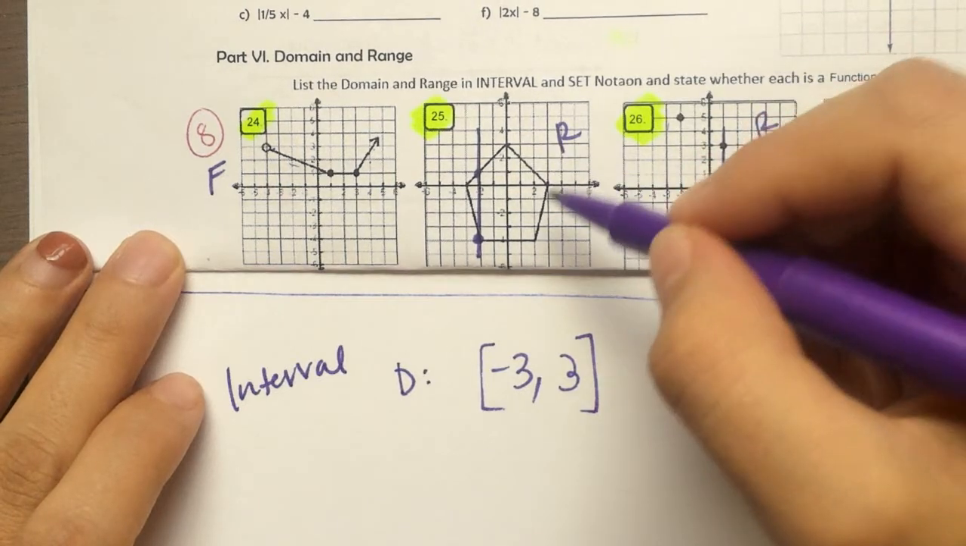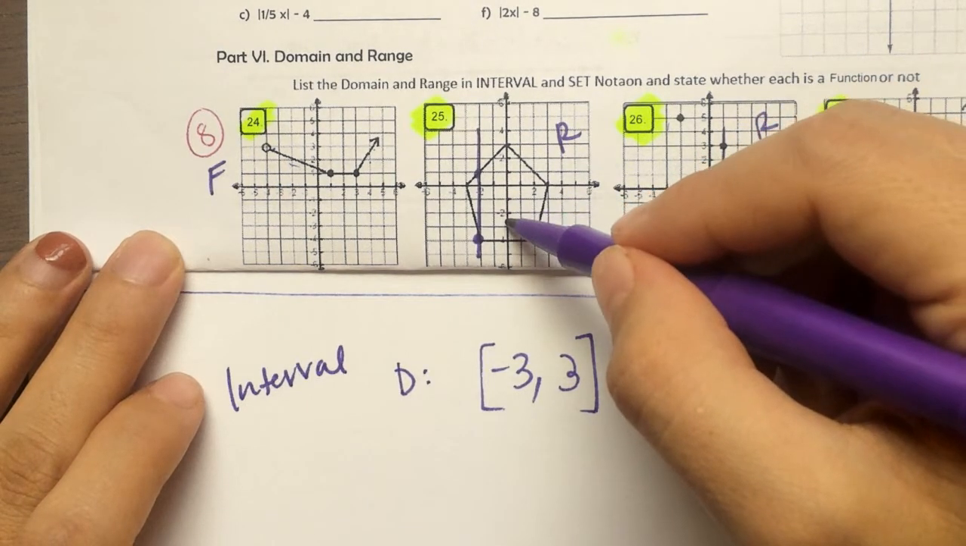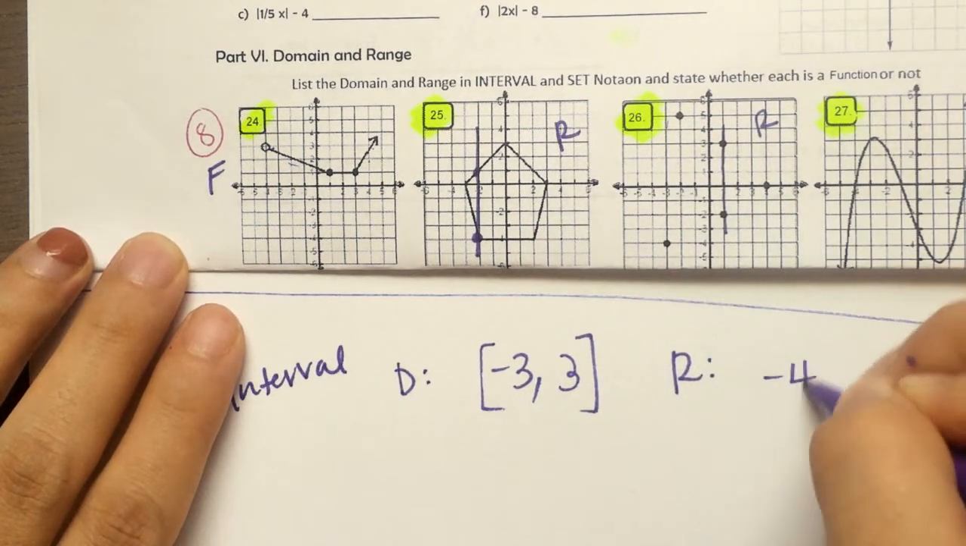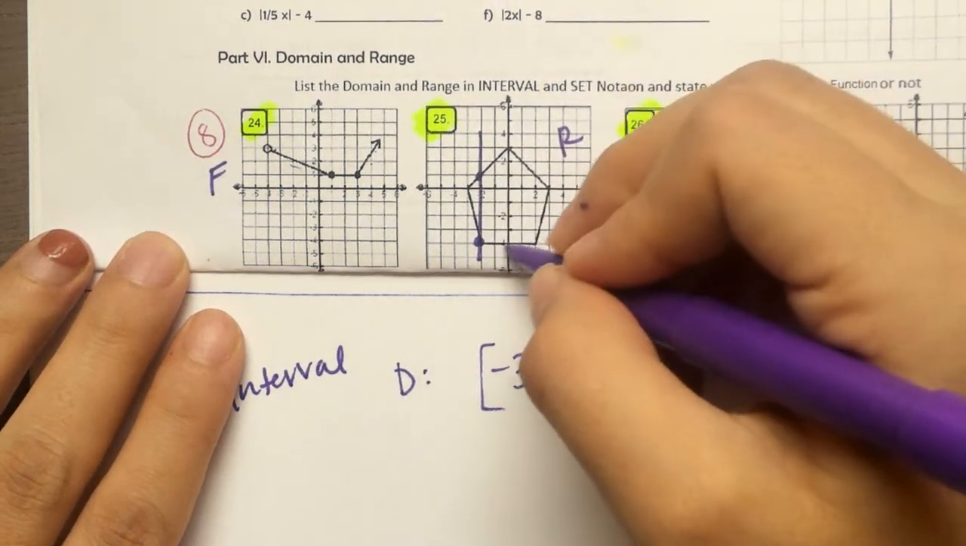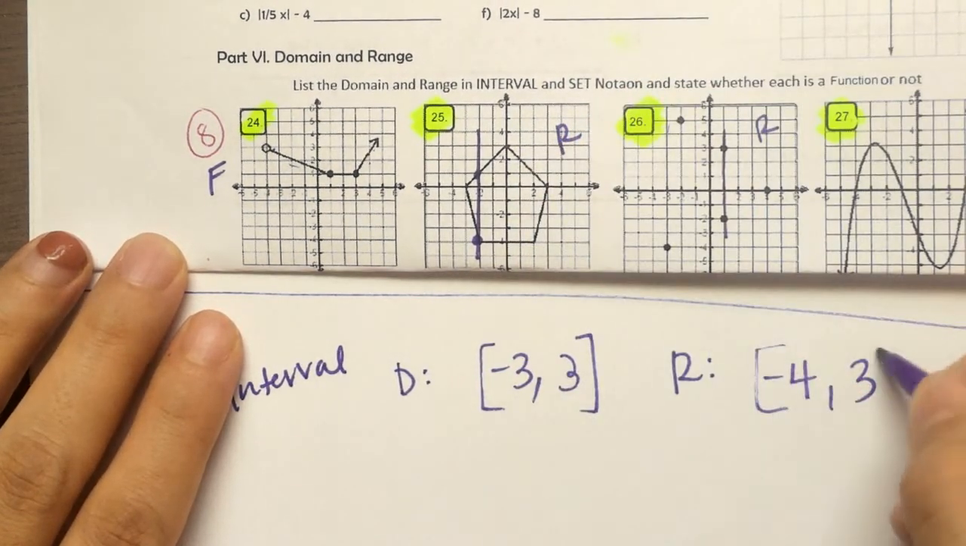And then your range, the lowest it goes, it looks like 1, 2, 3, 4, -4. The highest it goes is +3. These are both closed, so it's going to be brackets.